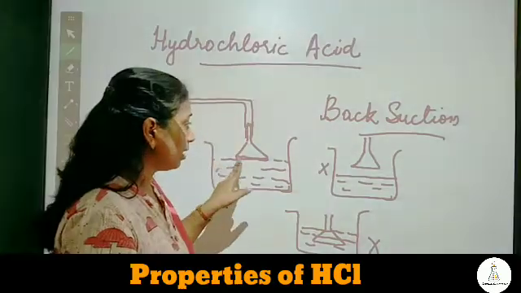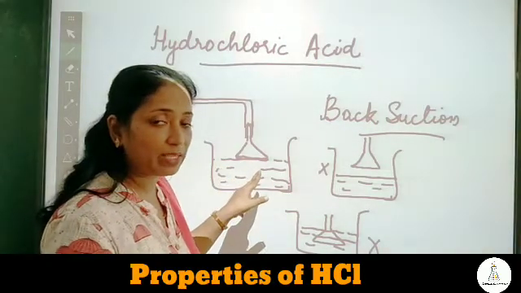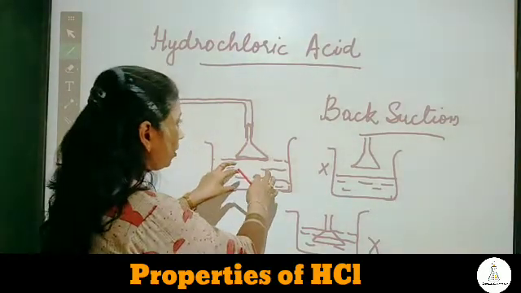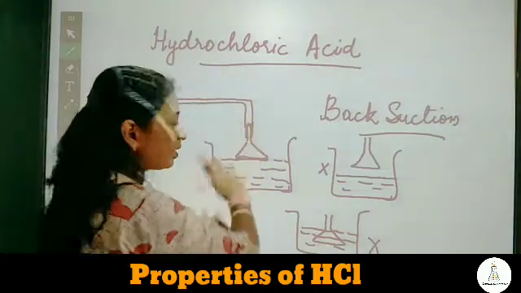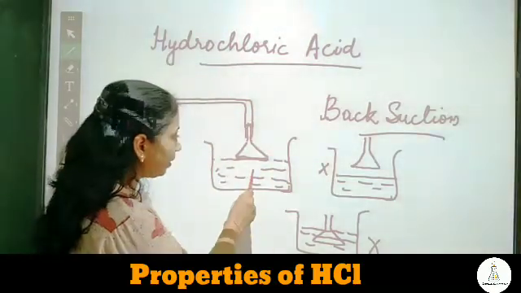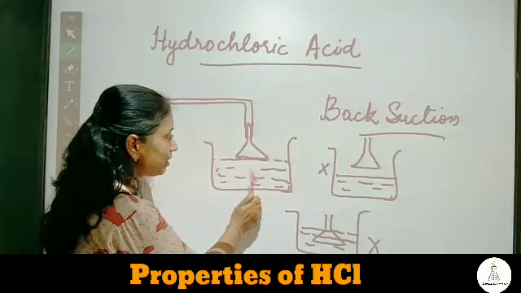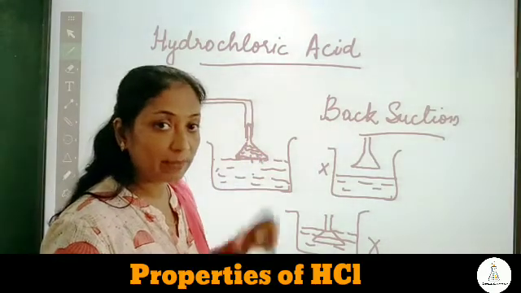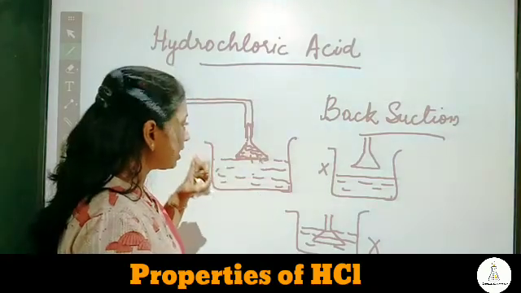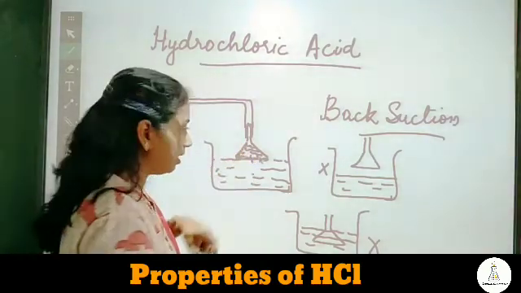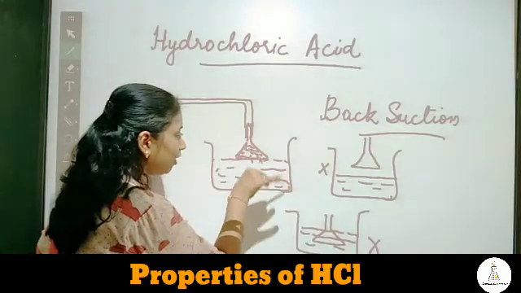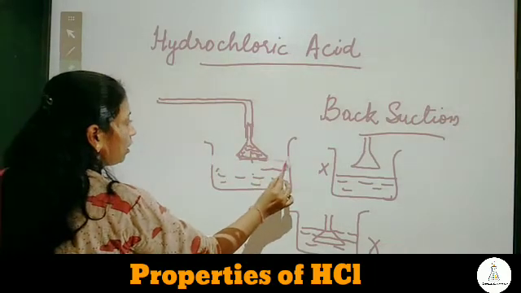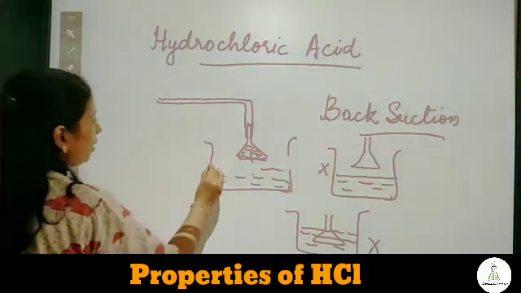So this is the correct method. Now how does it minimize back suction? Let us see. Suppose the gas is all dissolved here. No more gas is left. A partial vacuum is created in the delivery tube. Then the water from this trough will be sucked into the funnel, and when some amount of water is sucked into the funnel, the water level will go down. Yes, the water level will go down because some amount of water is sucked. So the water level will go down.